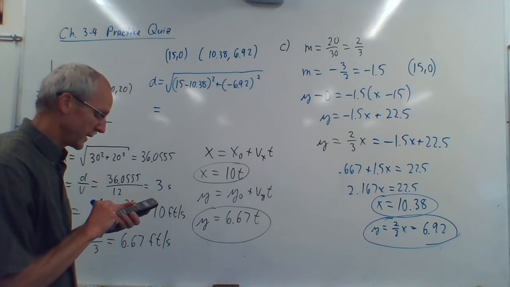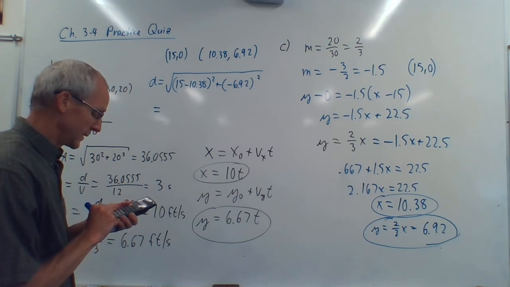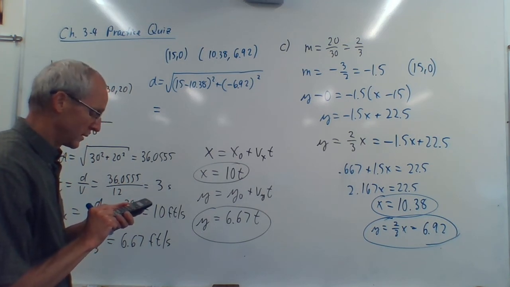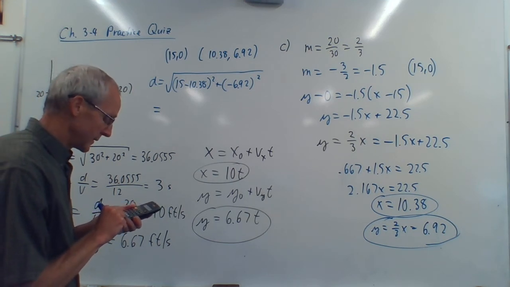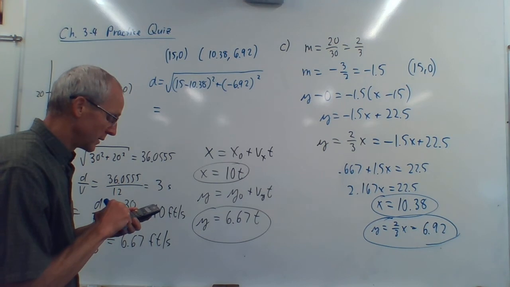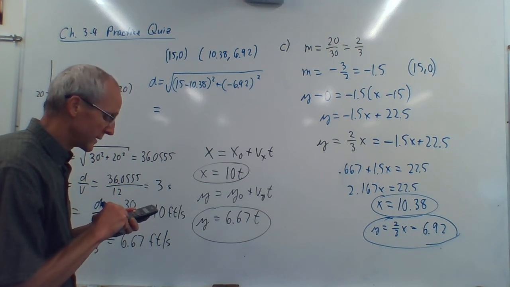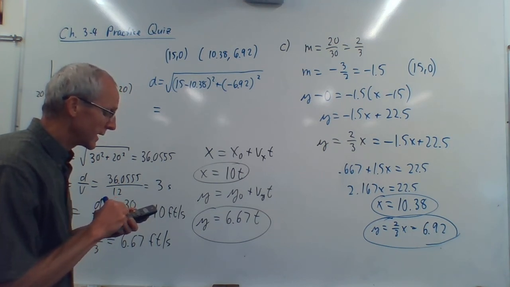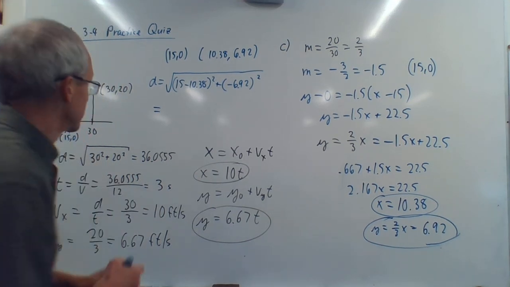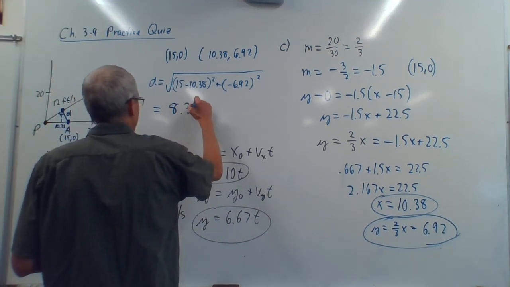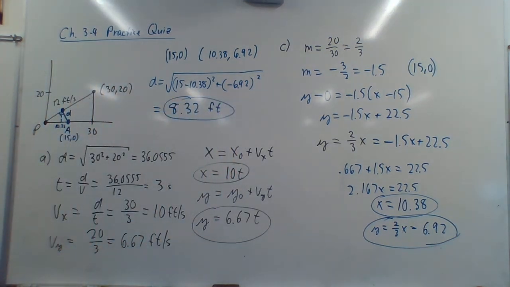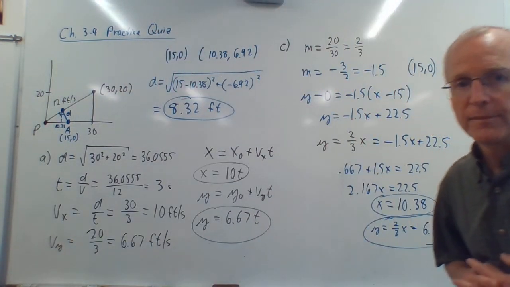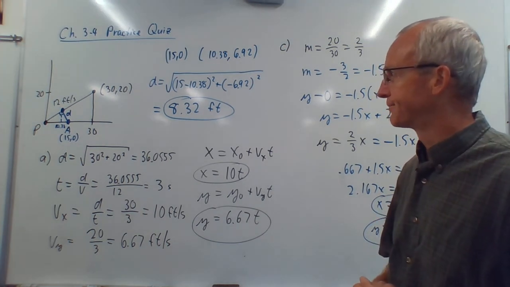I've got to try that again. 15 minus 10.38 equals this. That's what I did wrong. Plus 6.92 equals that, square root. I get 8.32, and that would be feet because we're dealing in feet. So finally 8.32 feet. That's how close they get. Which looks about right. Sure, I'll take that. Okay, that was the hard part, finding the distance there.